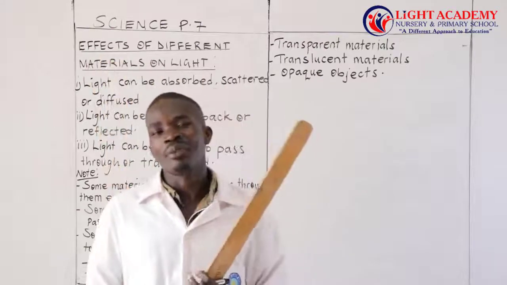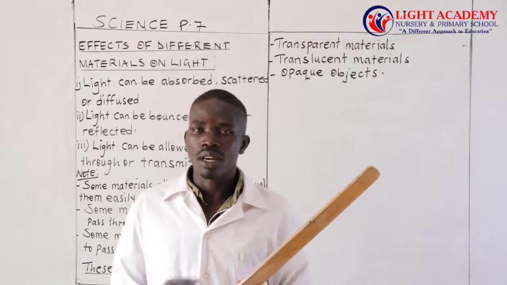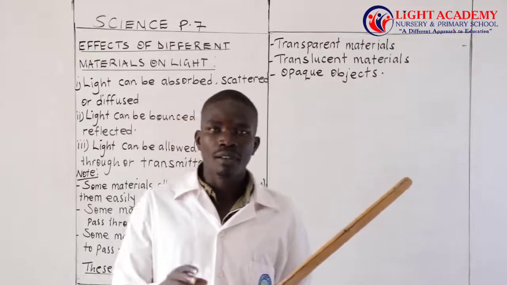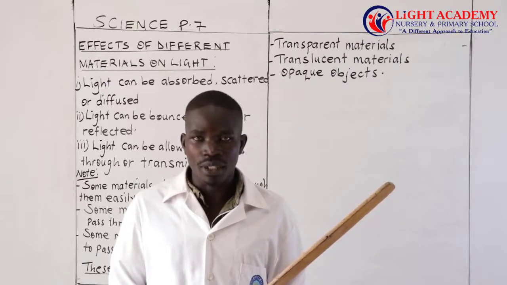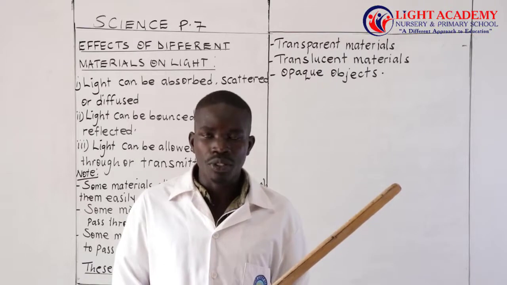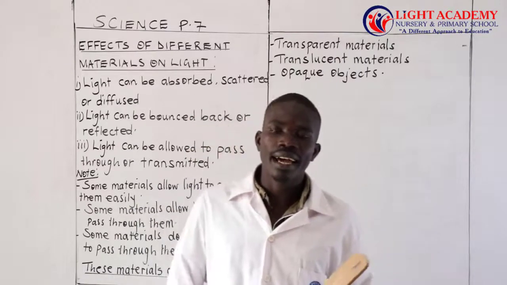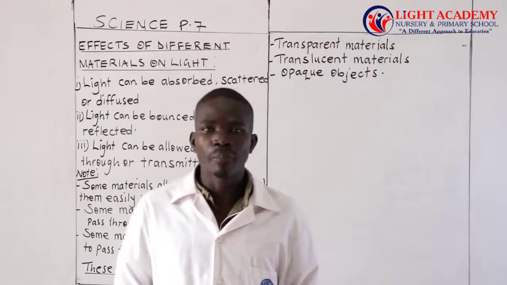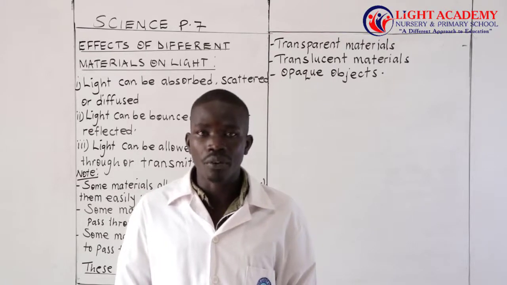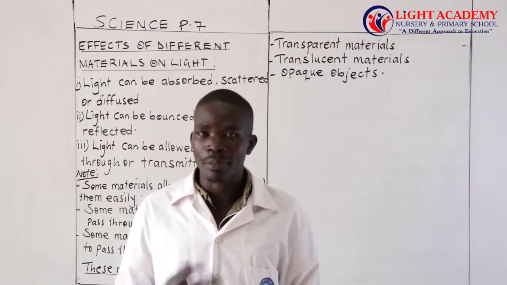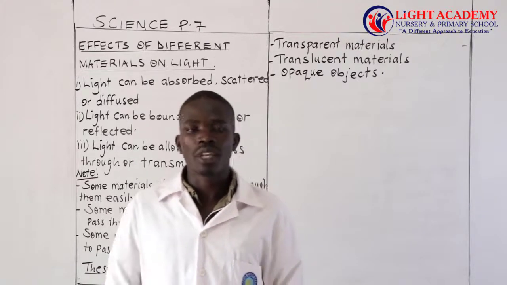In primary 3, we remember our teacher teaching us about different types of objects. He told us we have transparent objects, we have translucent objects, and we have opaque objects. Simply described, transparent objects are objects that allow total light to pass through them, like clear water, like an aquarium, clear glass spectacles, or the sunglasses. Those ones, they allow total light to pass through them.